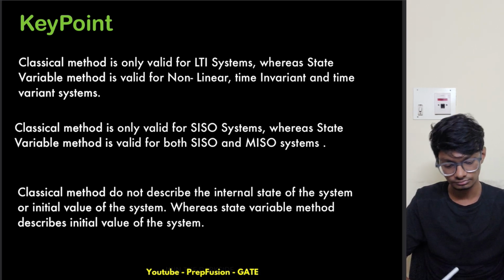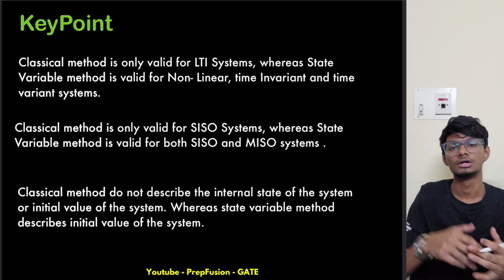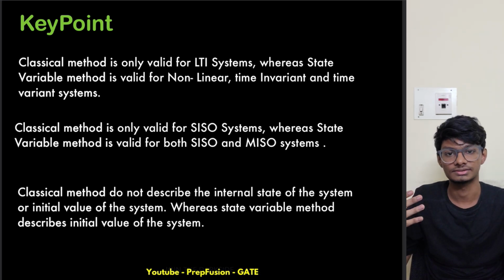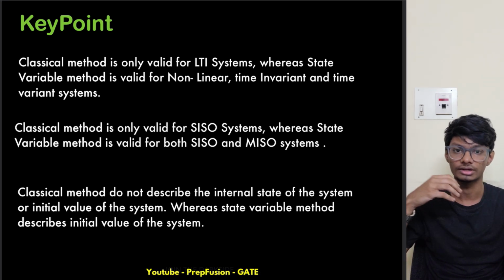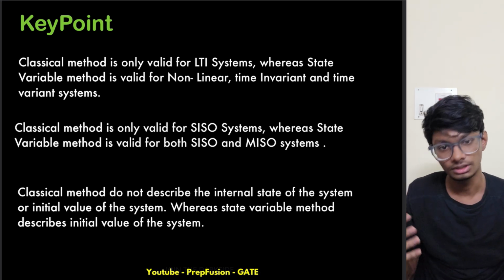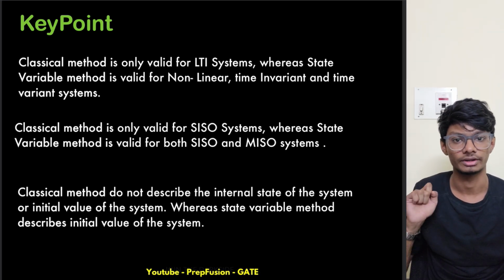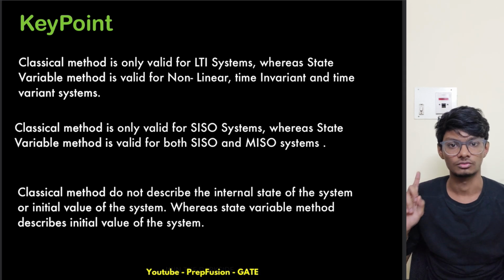There we'll understand how we analyze a system which has multiple inputs and a single output, or multiple outputs and a single input. All these things we can do with the state variable method, but with the classical method we can't. So it is another important factor to note.